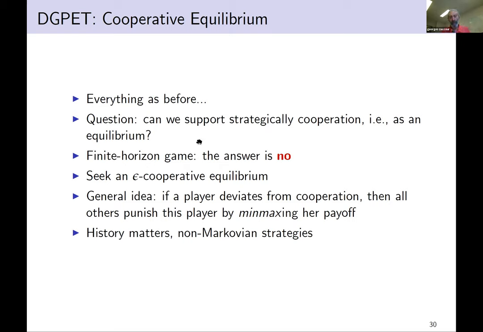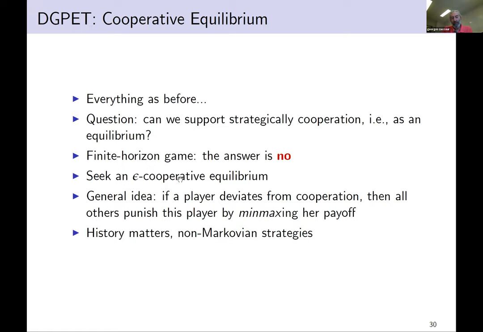Now, in the class of games I am considering, we have a finite horizon, because it does not help to have an infinite event tree, so I need to have a finite horizon. So in a finite horizon game, we know that we cannot support cooperation by an equilibrium. Why? Because at the last period, it will always be in the best interest of the players to deviate from the cooperative solution. And by using backward induction, we can show that we cannot implement a cooperative solution in this sense in a finite horizon game.